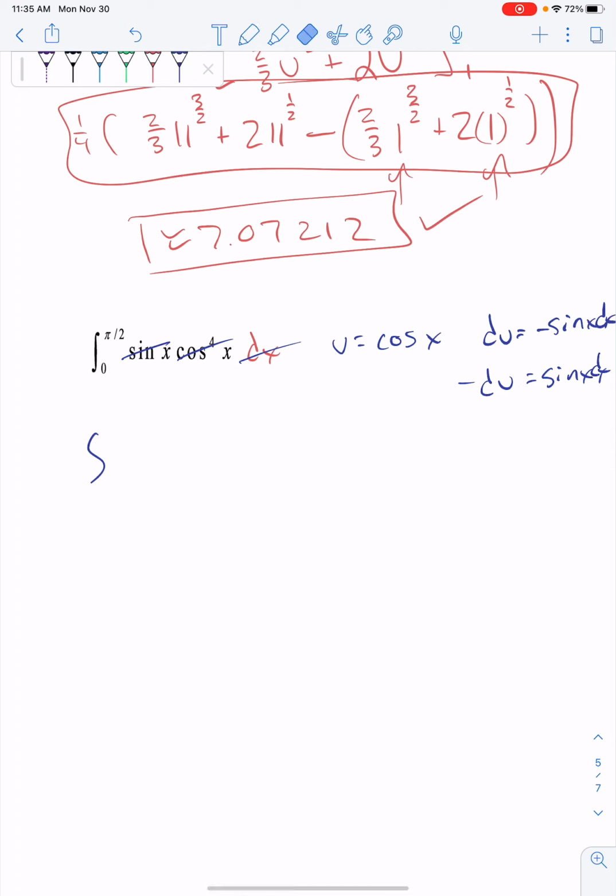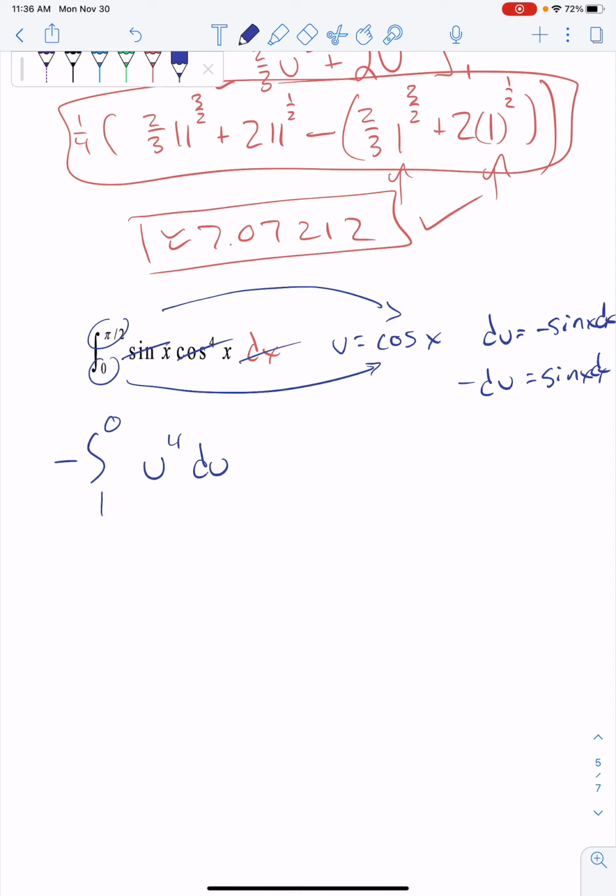I made my u my cosine. So I'm doing u to the 4th power. And then I want my du. I've got to put my negative out in front. And then I've got to plug in 0 and pi-halves. So if I plug in my top, pi-halves, the cosine of pi-halves is 0. Whoops, eraser. The cosine of 0 is 1.